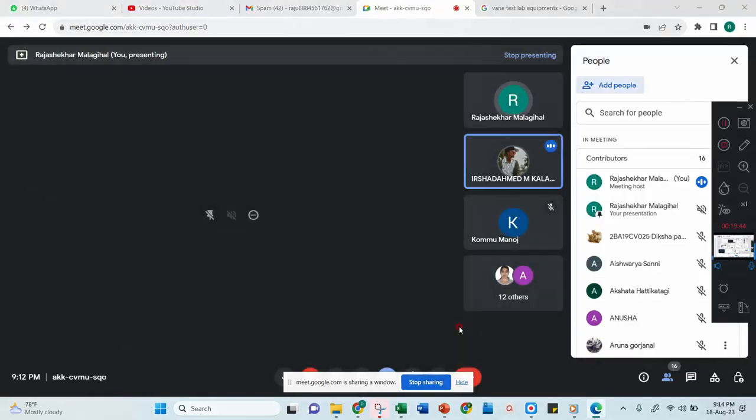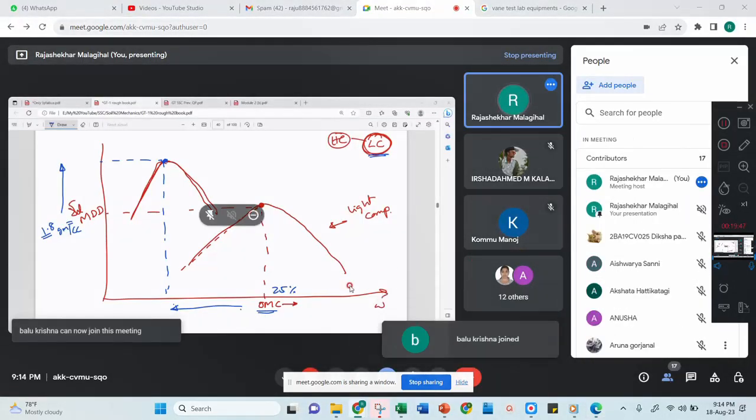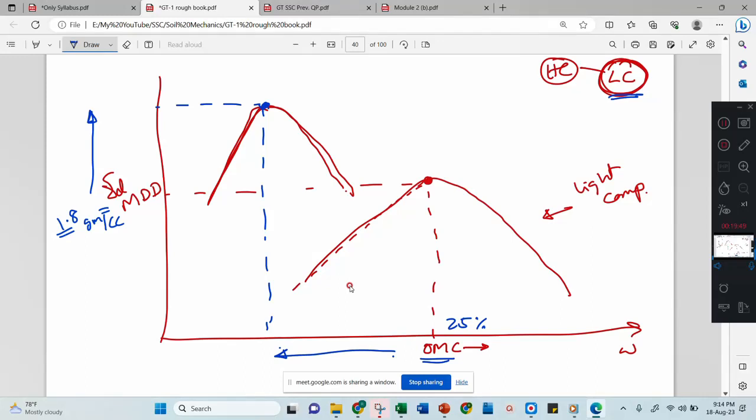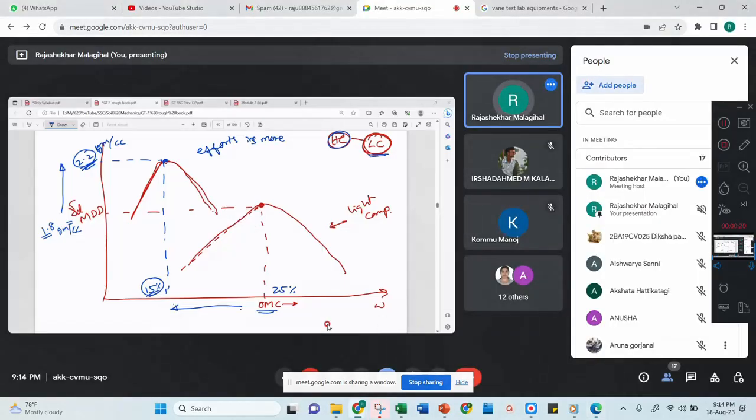Let us consider this as an example, right? 1.8 you are getting at 25% of water. Now if I do heavy compaction, then you can achieve 2.2 gram per cc, more density, in less water content. How much might it be? About 15%. Means by adding only 15% water you are getting more density. Why? Because the effort is more. Compaction effort is bigger in heavy compaction. Understood? Any doubts here?